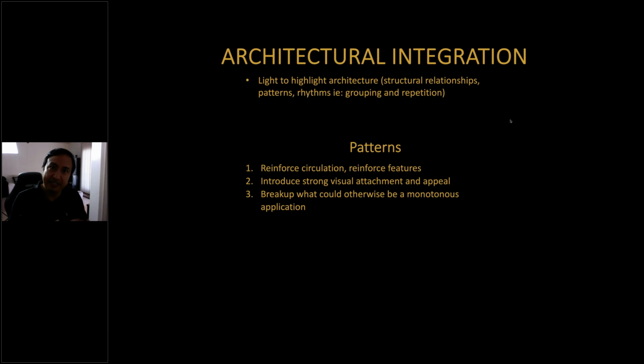So you have to select very carefully which things are going to be brighter, which are going to be a little bit dimmer, and why that is that you're going to highlight those other things. So introducing strong visual attachment and appeal, and then breaking up what would otherwise be a monotonous application, right? It's just a plain room. Now the room feels more like it has an ambience where you can relax, or maybe it's an ambience where you can get busy and do work, or maybe it's an ambience where you just want a little bit of privacy, and you can create all these different vibes with the lighting.